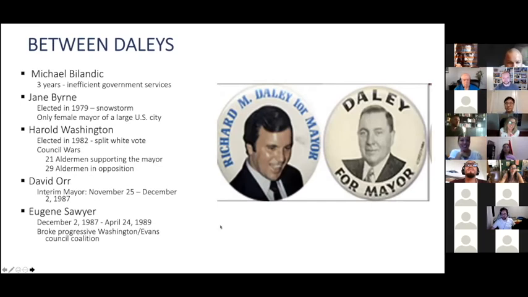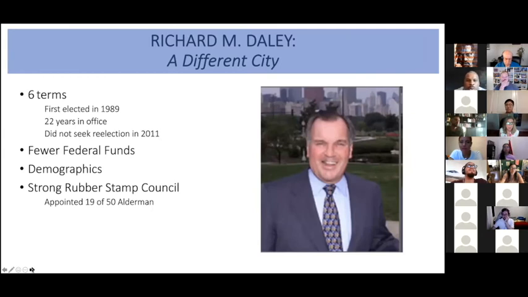So between the 2 Daleys, we had Bilandic, Byrne, Harold Washington. In the Harold Washington progressive era, we did see Council Wars, particularly during his first term, where you had 21 aldermen supporting the mayor, you had 29 aldermen, white aldermen, importantly, in opposition. He was able to amass more of a majority in his second term, but unfortunately passed away. Eugene Sawyer. I'm going to jump to Daley. I want to leave enough time for discussion, so I'm going to run through some of this a little bit quickly, and we can come back to it next week too.